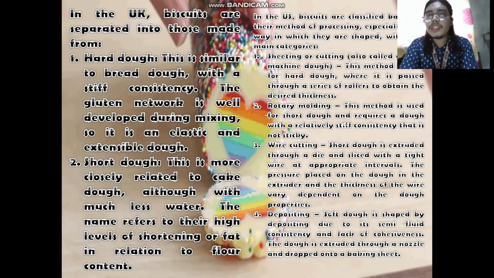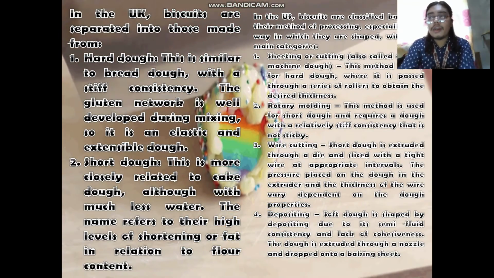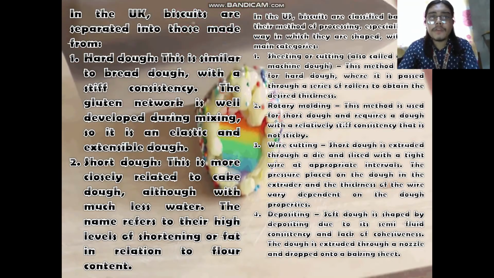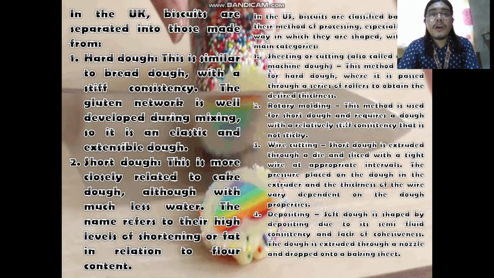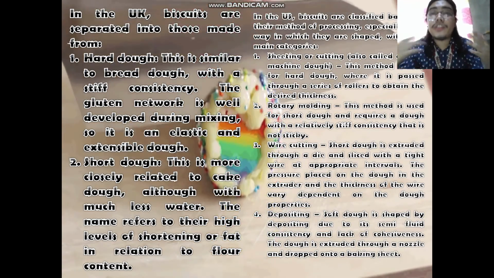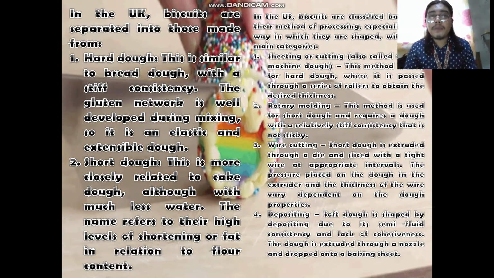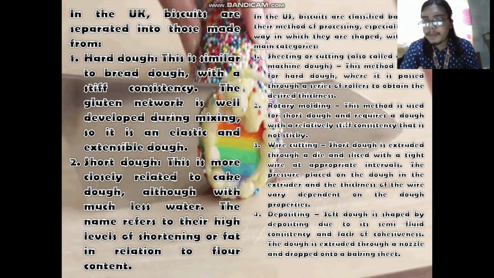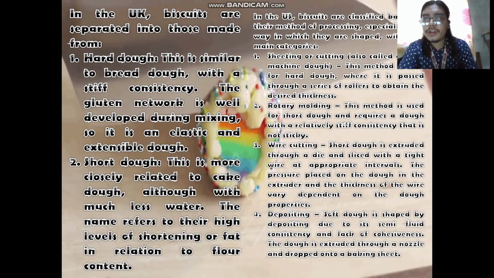In the US, biscuits are classified based on their method of processing, especially the way in which they are shaped, in main categories. Here is the list of main categories. Number one is sheeting or cutting.